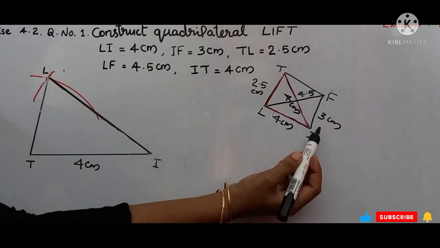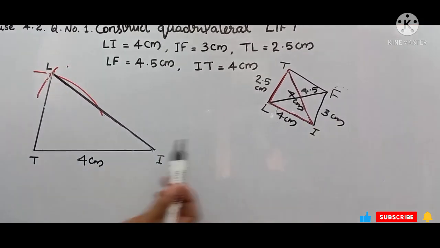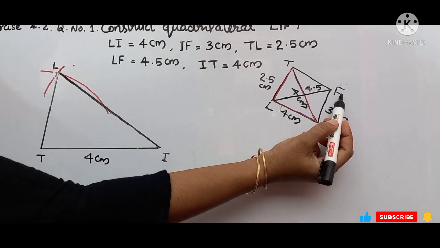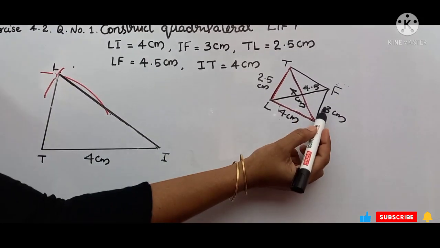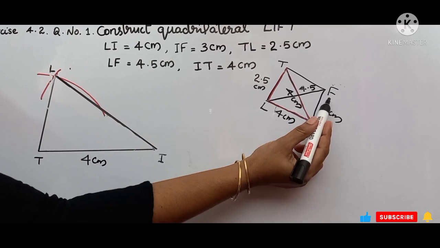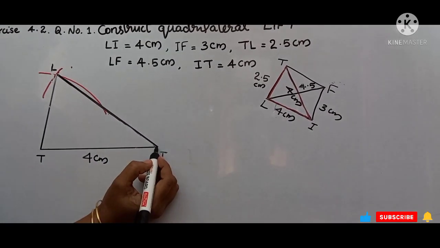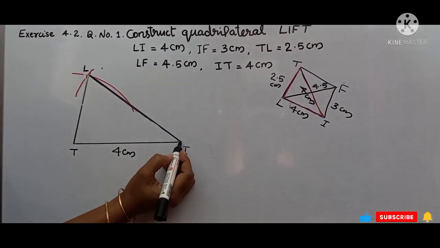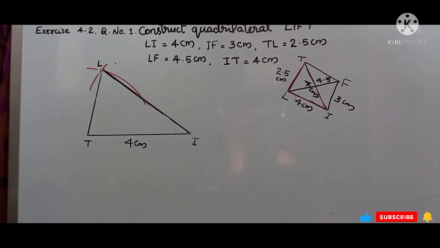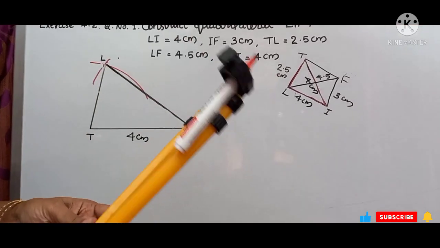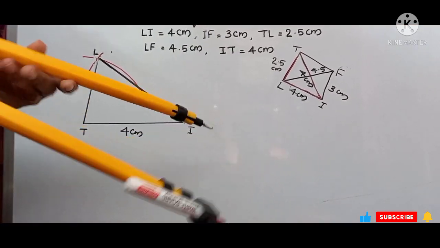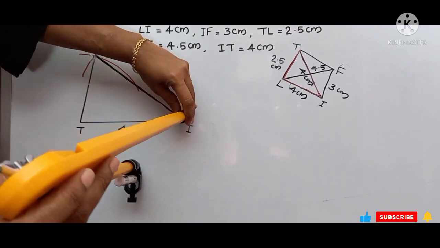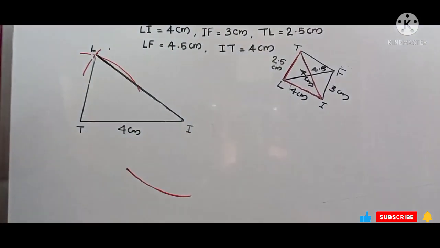Then next point we have to find F. Here TIL we have got. Next is the point F. For finding F, 3 centimeter away from I. So we have to adjust our compass width to 3 centimeter and pointing on I, draw an arc like this way.